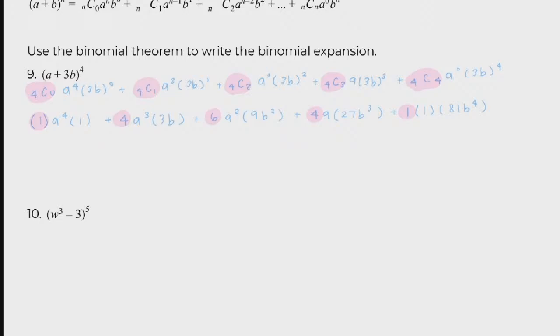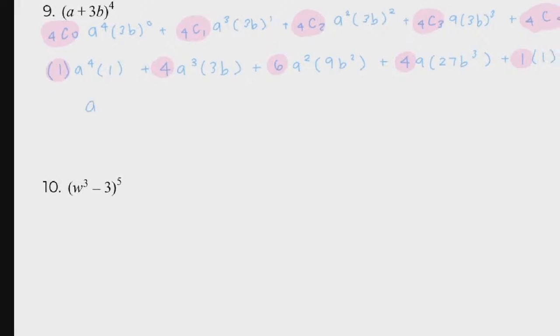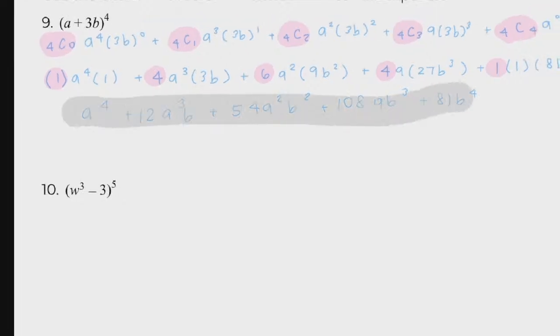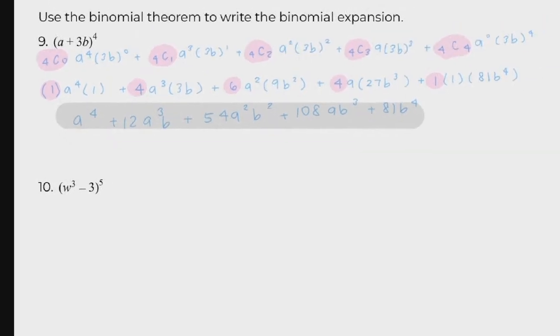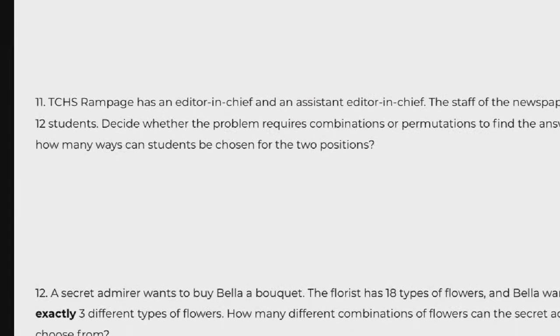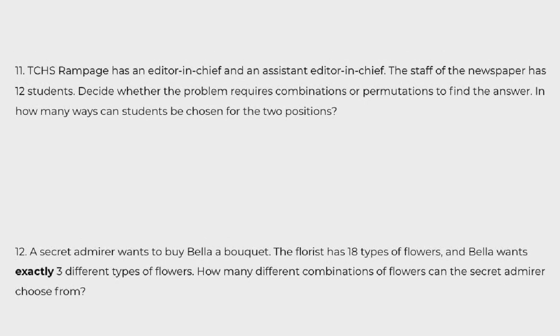Okay, so once you simplify it, you'll get a to the 4th plus 12a cubed b plus 54a squared b squared plus 108ab cubed plus 81b to the 4th. Okay, and then for number 10, you would do the same thing. I'm going to skip that one because this video is getting a little long, and I want to do the last two before this video is like 30 minutes.